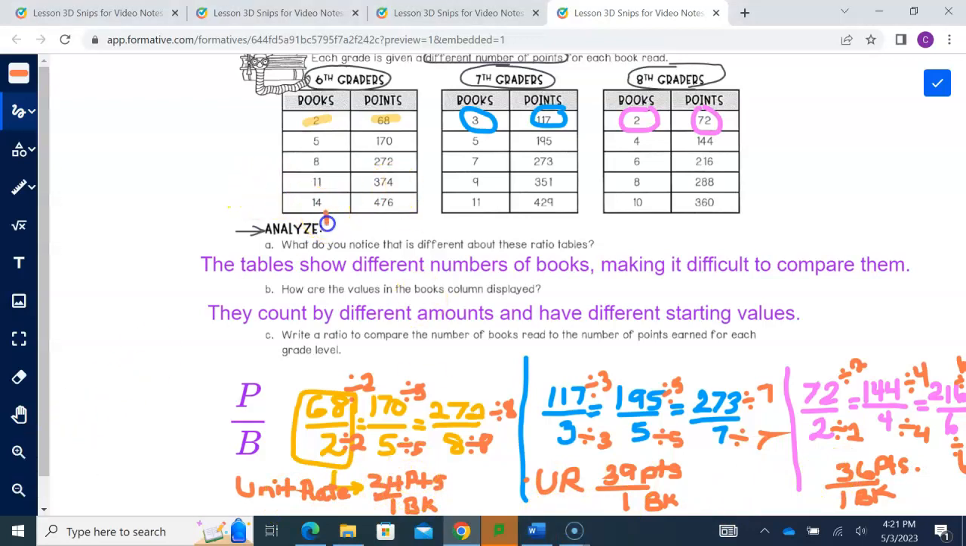So this is a 1 and 34 for the unit rate, a 1 and a 39 for the unit rate, and a 1 and a 36. So now we can easily compare the points per book to one another without any question about who gets the most, who gets the second most, and who gets the third. The 7th graders get the most points every time they read a book. The 8th graders came in second, and sixth grade gets the least number of points per book. Not sure why, but that's how it works.